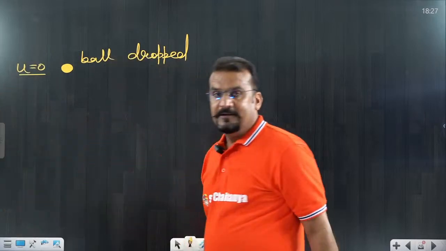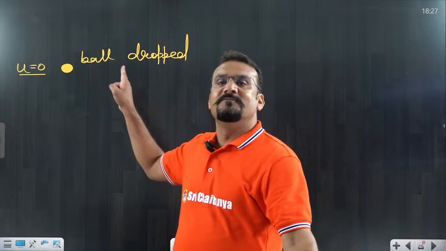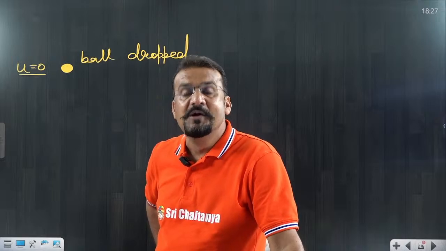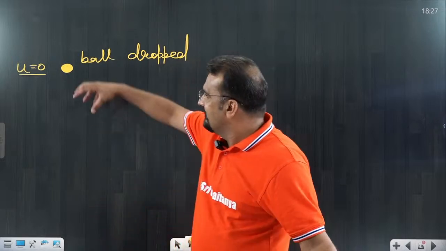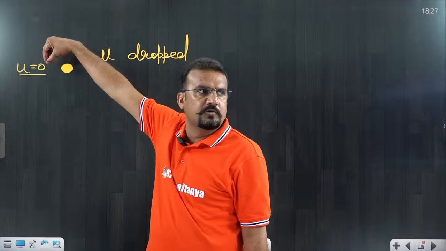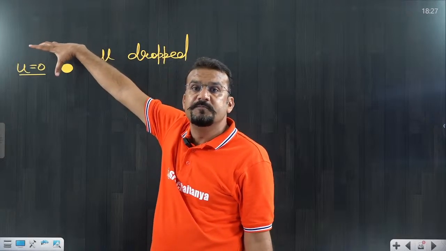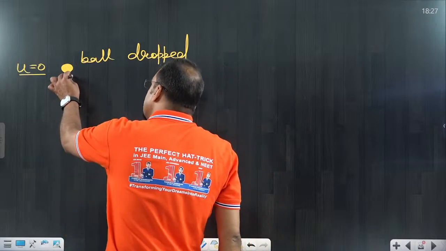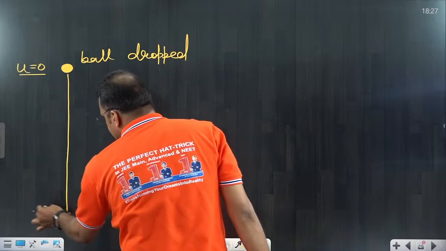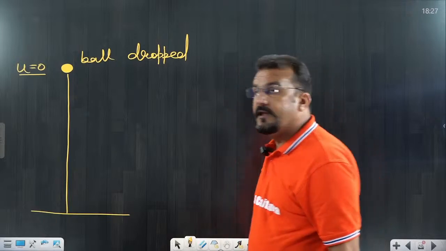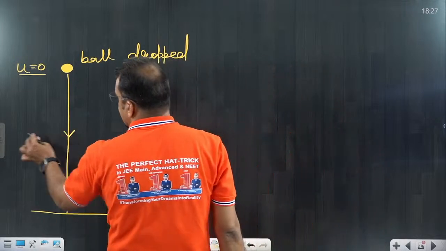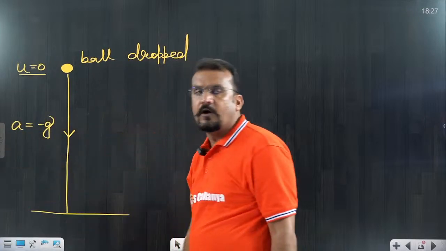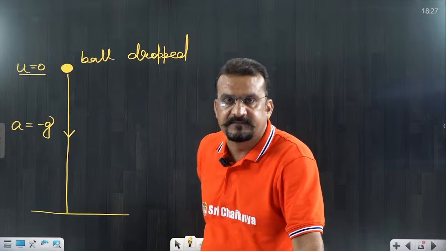Are you ready? In our question, the ball starts motion from rest, meaning initial velocity 0. Second, whenever we drop the ball, due to gravity it comes down. Dear student, you tell me, due to gravity, when it is coming down, what is going to happen? Sir, acceleration is always acting downward, that is minus g, in the downward side. That's why I am taking minus.